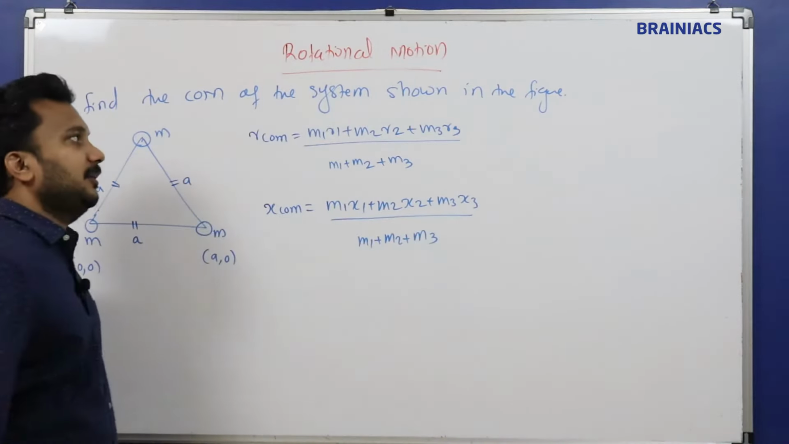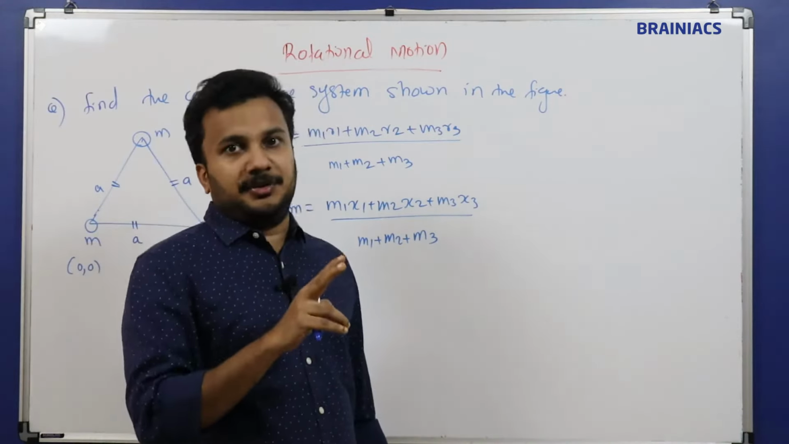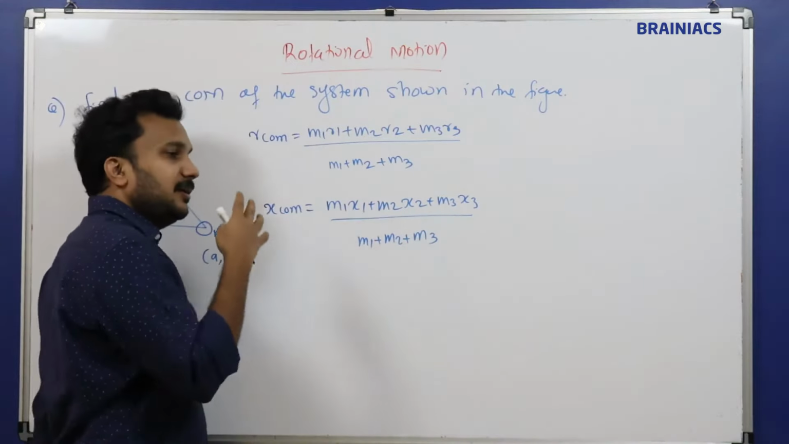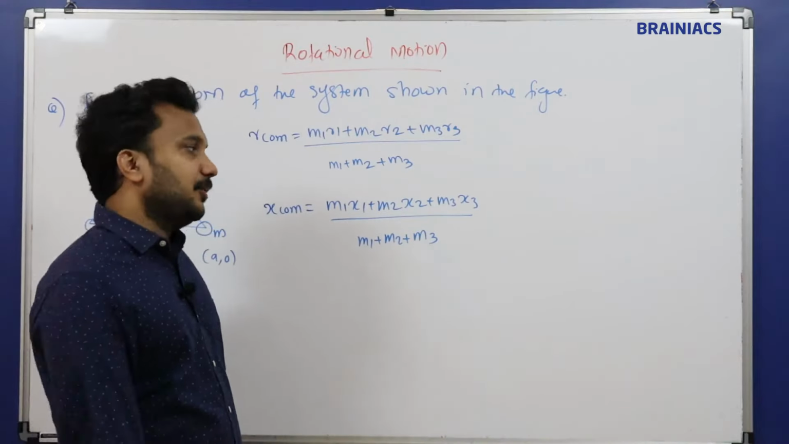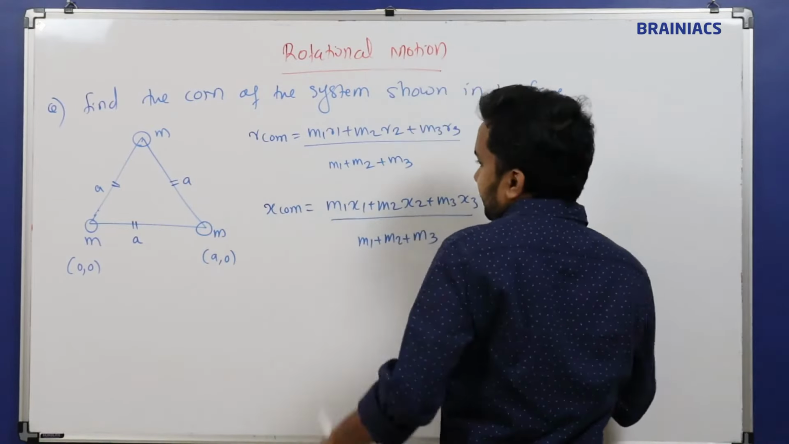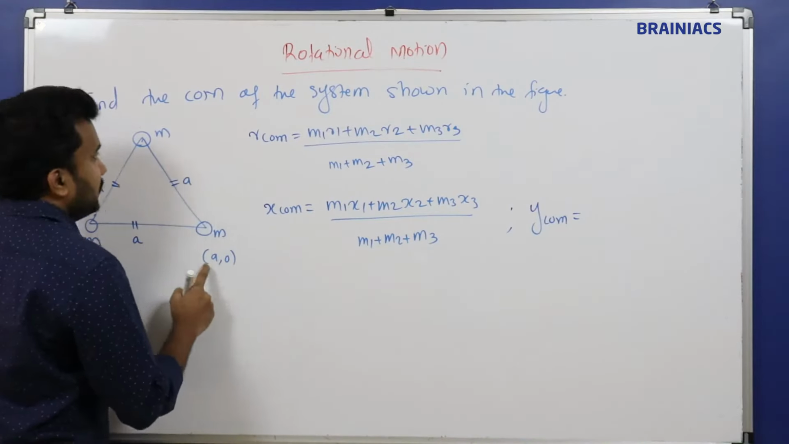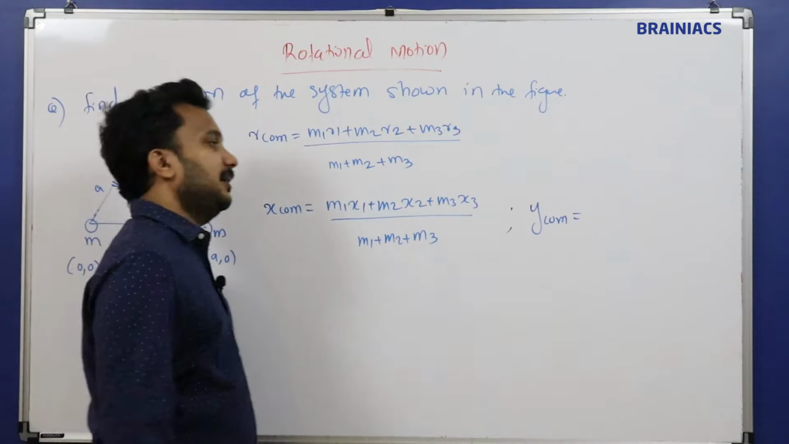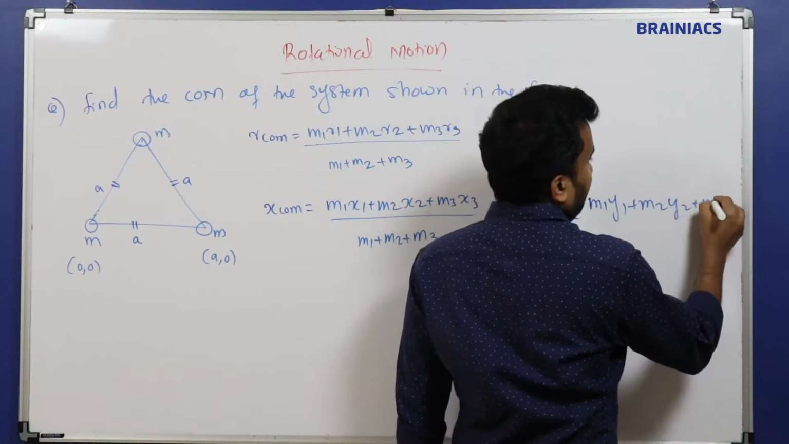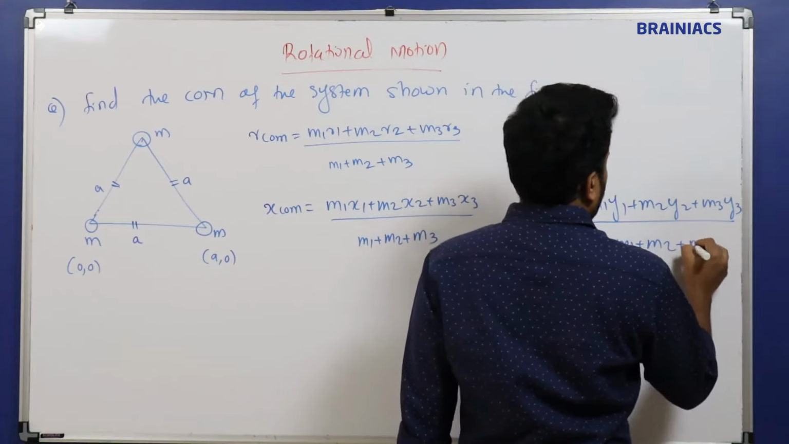RCOM contains an x coordinate and a y coordinate for a 2-dimensional body. If it were a 3-dimensional body like a cube, there would be XCOM, YCOM and ZCOM as well. Here we need YCOM, because it's a 2-dimensional body. Two coordinates are given, 0, 0 and a, 0, and the third is not given, so we need to find it. YCOM equals m1 y1 plus m2 y2 plus m3 y3, whole divided by m1 plus m2 plus m3.